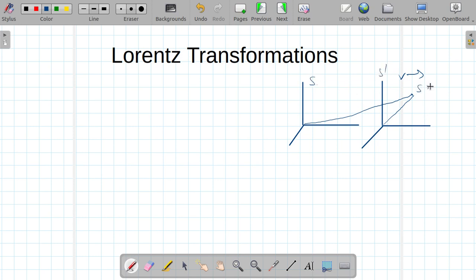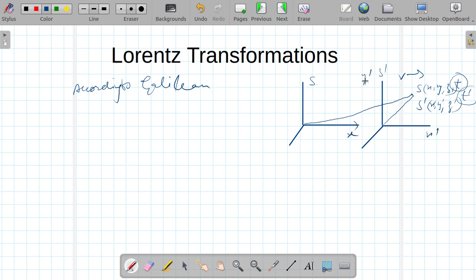So in s frame of reference, its coordinates are x, y, and z, and in another frame of reference, x prime, y prime, and z prime are the coordinates. And there is another coordinate, that is the fourth coordinate. The time is also relating to this. The t time is relating to this, and t prime is relating to this. So according to Galilean transformation, it is x-axis, it is x prime axis, it is y prime, and it is y, it is z, and this is z prime axis.